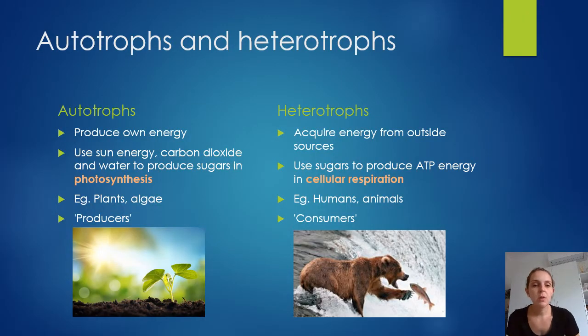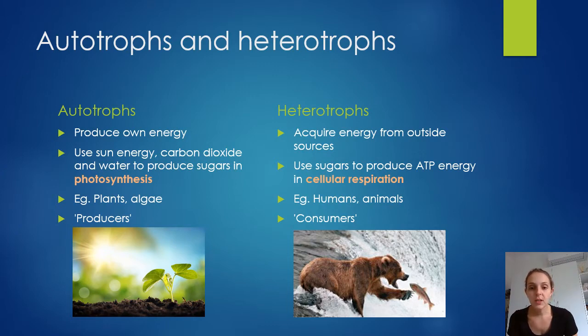Okay, now coming back to what I was saying about autotrophs and heterotrophs, this just helps us to really link the cycles of respiration and photosynthesis together. So autotrophs are the ones like plants that produce their own energy. They either use the sun energy, they can also use chemical energy, and they're called chemotrophs. But generally our plants and our algae, they're considered producers because they're using the sun to produce sugar in photosynthesis.